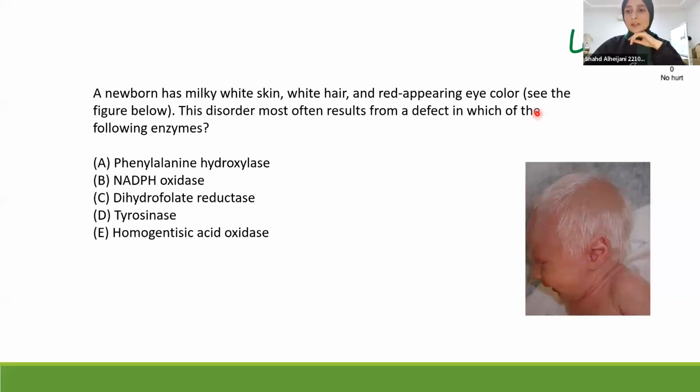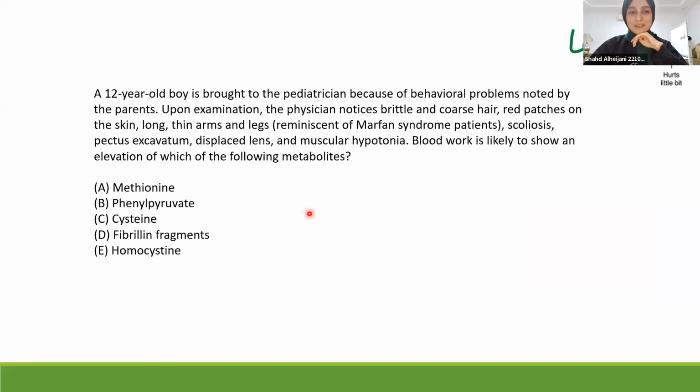Okay, this is the first question. Newborn has milky white skin, white hair, red appearing eye color. Disorder most often results from a defect in which one of the following enzymes? Okay, so can anyone tell me what is the disorder defect? Yes, albinism. And the enzyme affected is the tyrosinase enzyme. So, okay, this one was easy. Now let's move to the next one.